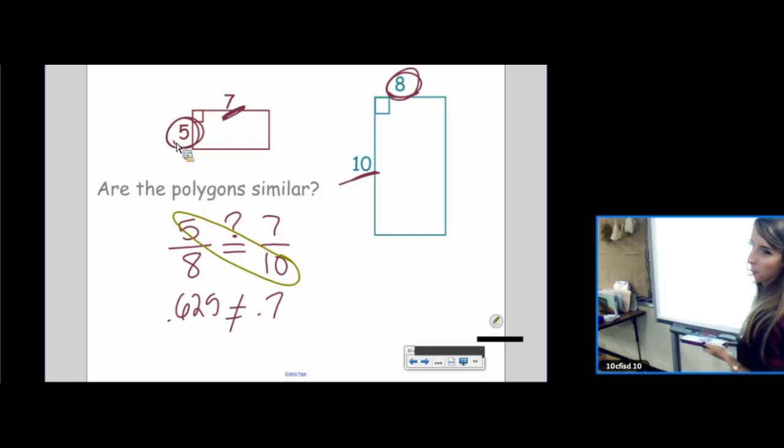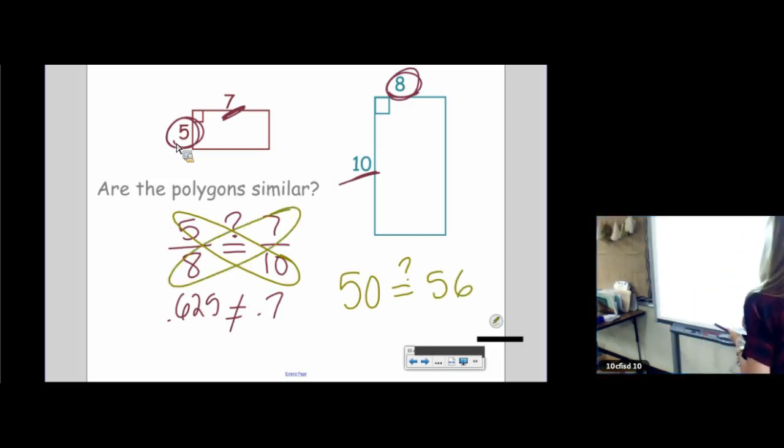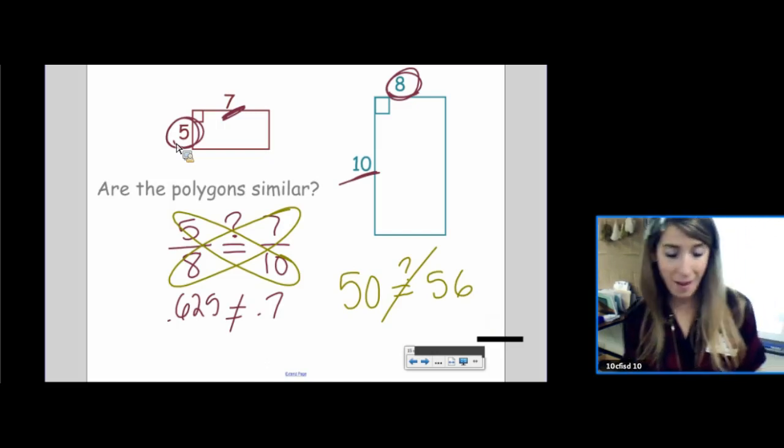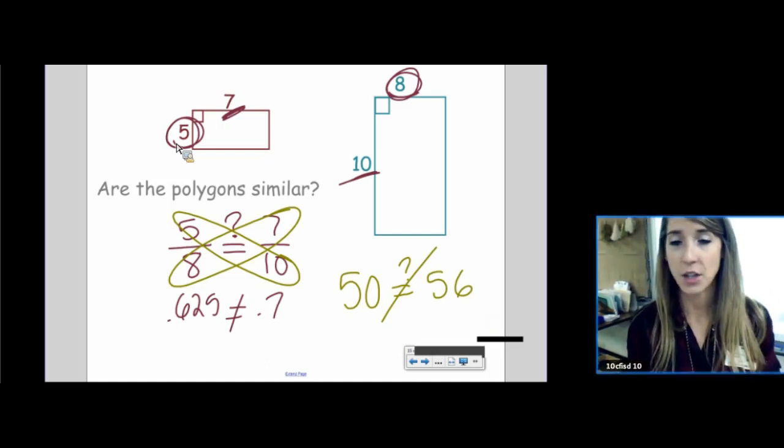I like whole numbers rather than decimals, don't you? 50 compared with, oh no. So now I know that these polygons are not similar because their sides are not proportional.